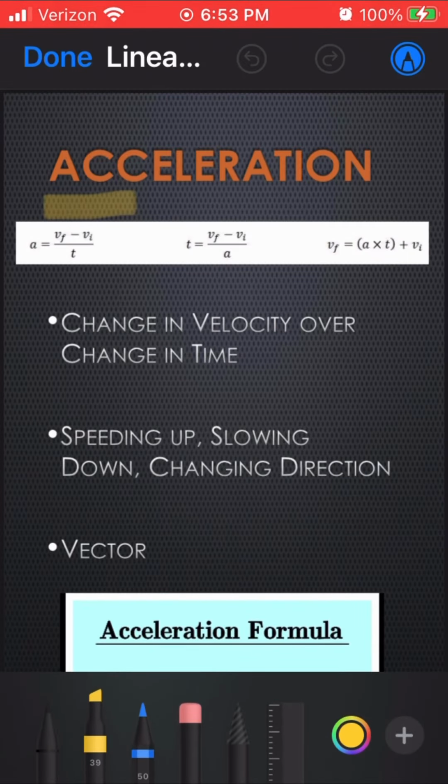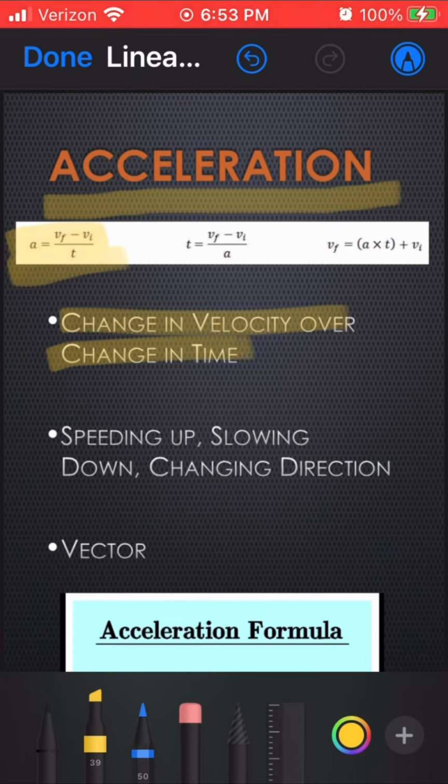So acceleration is a change in velocity over a change in time. Now, that could mean it's speeding up, it could be slowing down, it could also be changing direction, because acceleration is a vector. And we learned our basic formula was delta V over delta T, or V2 minus V1 over T2 minus T1.